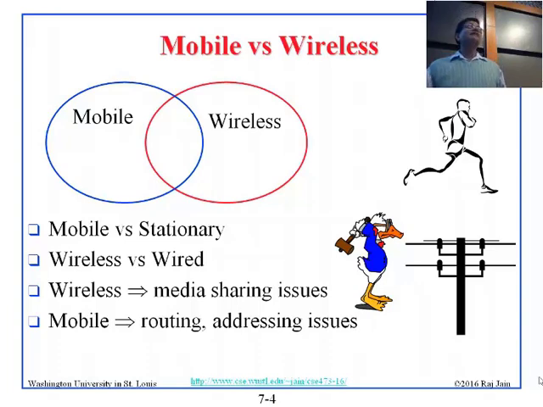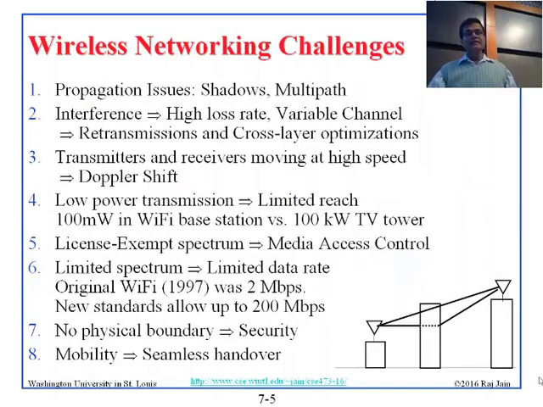Mobile, because it is mobile, raises several routing and addressing issues. Those are totally different issues. Those are mostly layer 3 issues, as in how do we send the packets to you. And the wireless issues are mostly how to just cross the air. So here are the challenges.